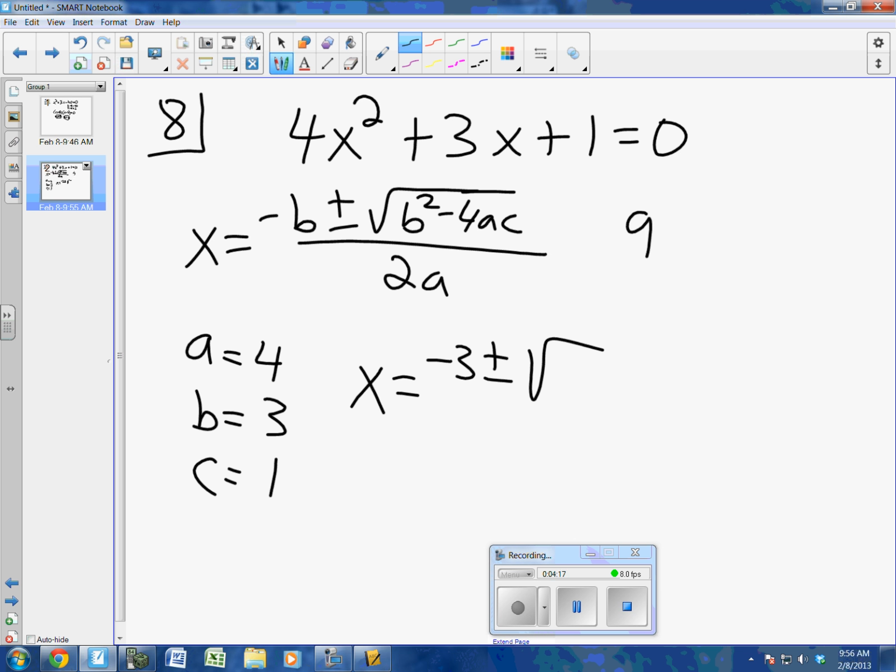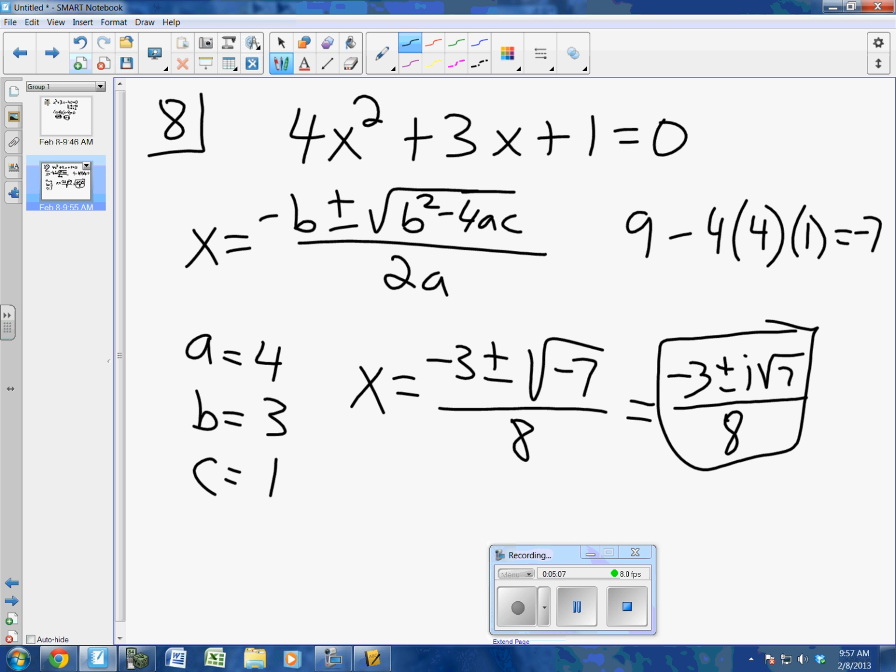Now, you guys, 7 is a prime number, isn't it? So there's nothing I can do to simplify that, but I can rewrite it without being the square root of a negative number. What can I rewrite this as? Negative 3 plus or minus what? i square root of 7 all over 8. That's it. There is the answer for number 8. What was that? Imaginary solution. So the only way we know how to do this one is quadratic formula.